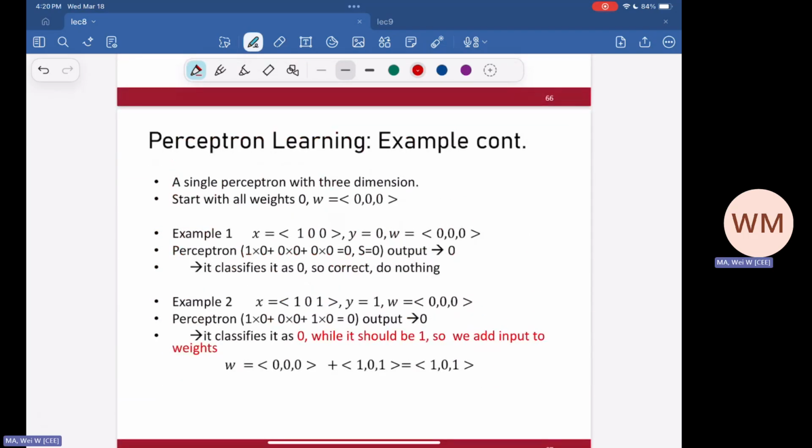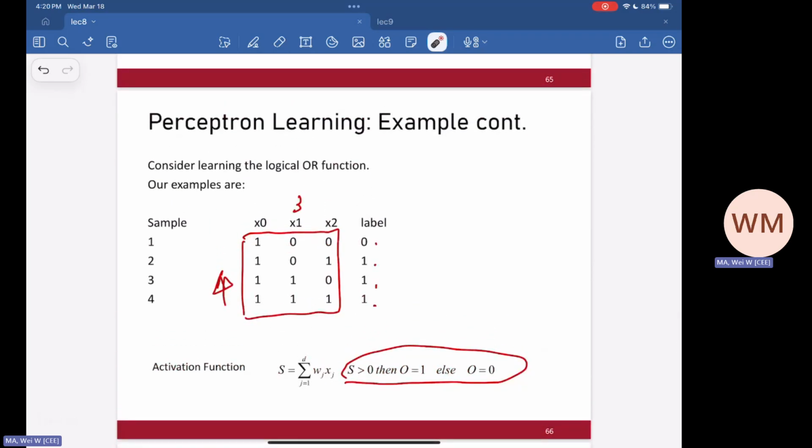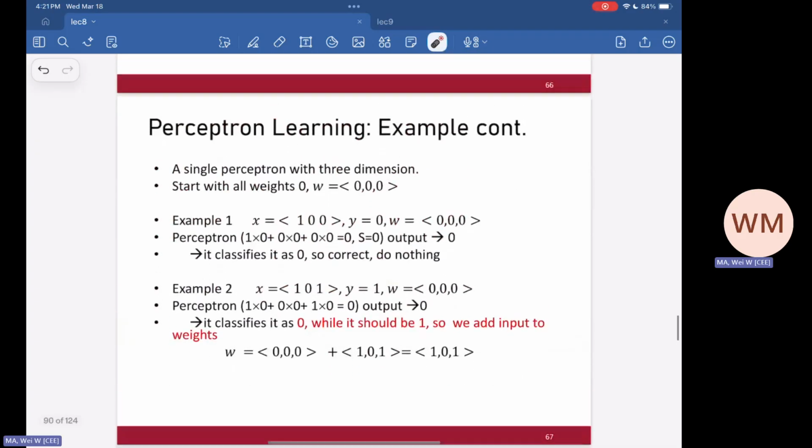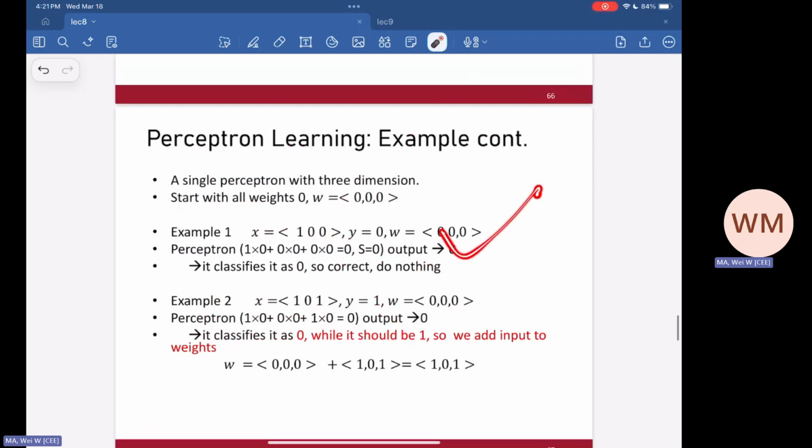For perceptron training, we start with a weight W. Let's start from 0, 0, 0. The first data is 1, 0, 0, right? So it's 0 times 1, 0 times 0, 0 times 0, so it's 0. Then the output is 0, and the answer is 0, which is correct. If it's correct, you do nothing. You finish the first data.